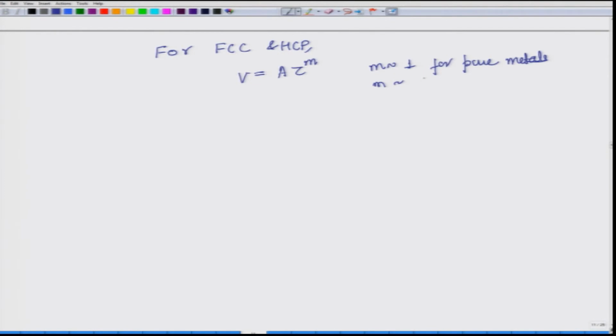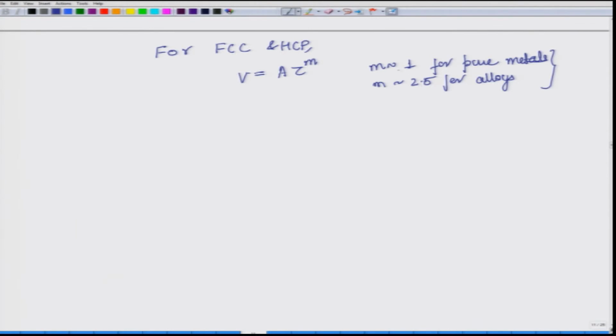So, for most of the FCC and HCP, the only thing that will change is A, and m is approximately equal to 2.5 for alloys. So, here you are also able to see a difference in the relation with purity of the material.